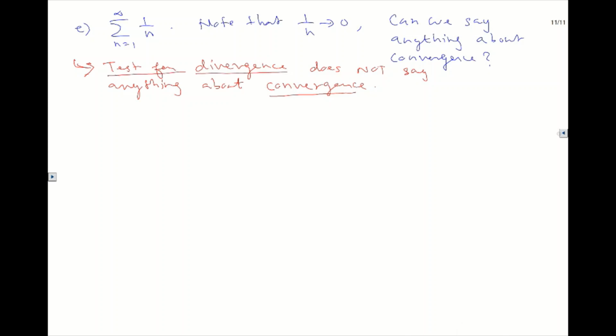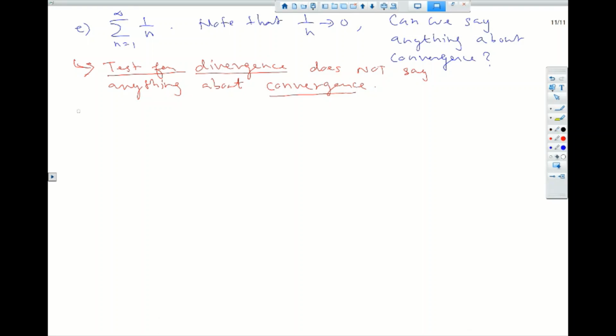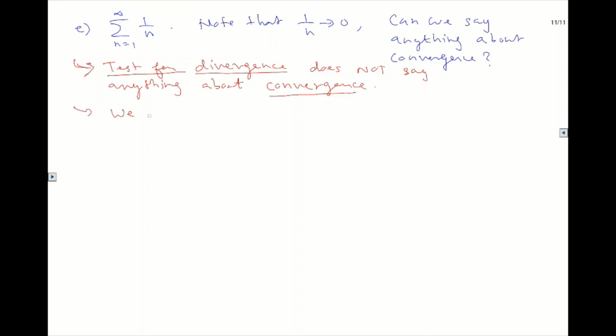Actually, we can show that the sigma of 1 over n diverges, even if 1 over n goes to 0. Okay, so let's do that.